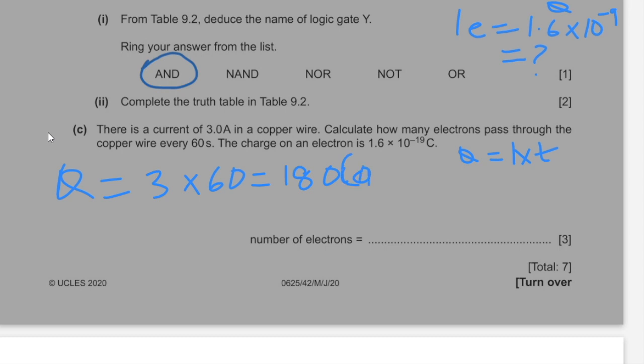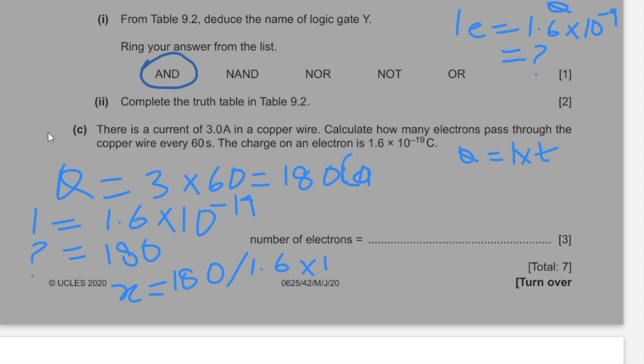I'll just write the capital C over here. Since one electron has the charge of 1.6 into 10 to the power of negative 19 coulombs of charge, how many electrons have the charge of 180 coulombs? So x over here is going to be equal to 180 divided by 1.6 into 10 to the power of negative 19. Alright, this is a 19 over here. It seemed like a 14 previously. So this is equal to 1.125 into 10 to the power of 21 number of electrons. So I'll convert it to two significant figures, which is 1.1 into 10 to the power of 21 electrons.